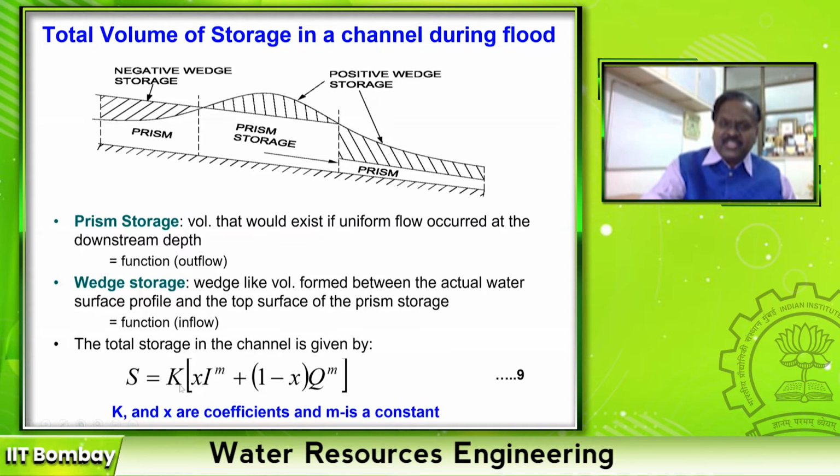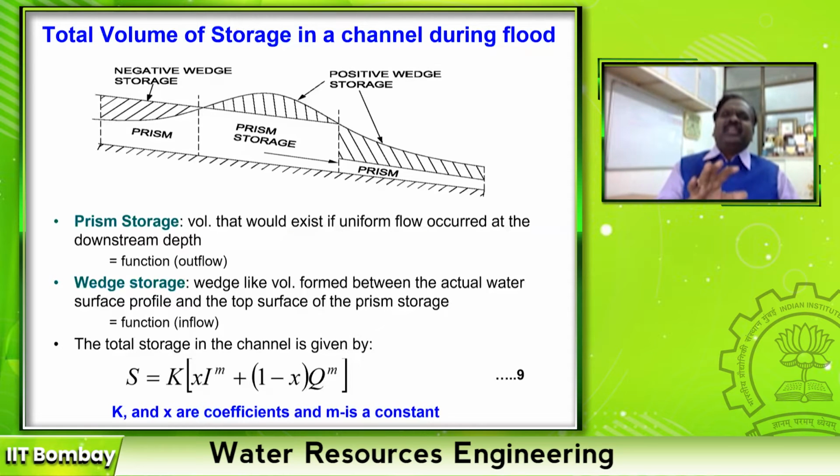So it is expressed as, to make an equality, S is equal to K times x I to the power of m plus (1 minus x) Q to the power of m. This is the general hydrologic channel routing equation. That means I don't use Saint Venant's equation or momentum equation and energy equation to estimate the depth and velocity.